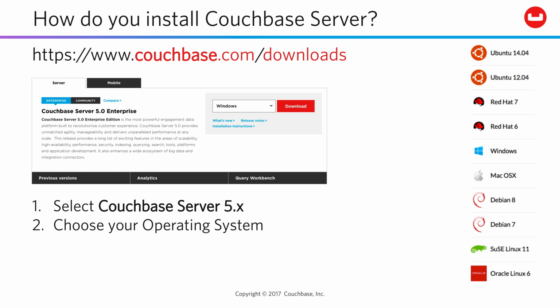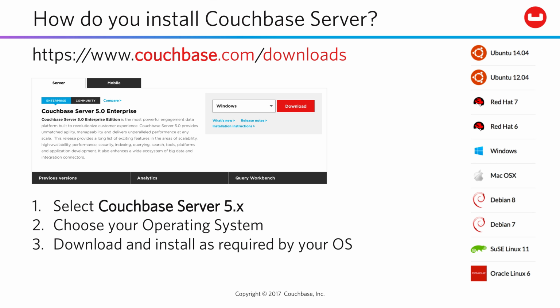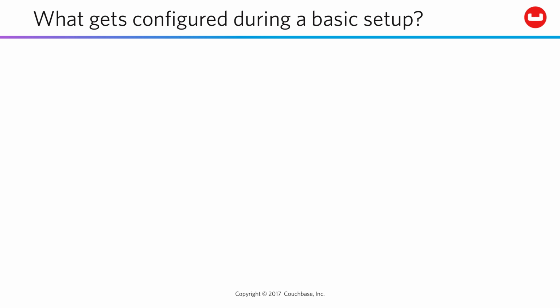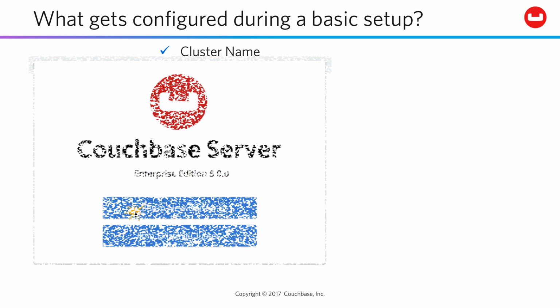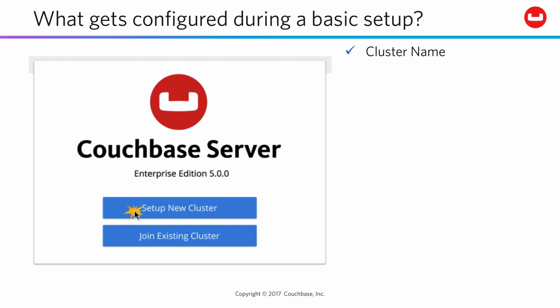Choose your operating system, and then download and install the assets as required by your operating system. Or, if you prefer to work with a containerized instance, visit couchbase.com/containers. When you run the Couchbase Setup tool to set up a new cluster, you'll assign a name for the cluster, along with an admin username and a password.